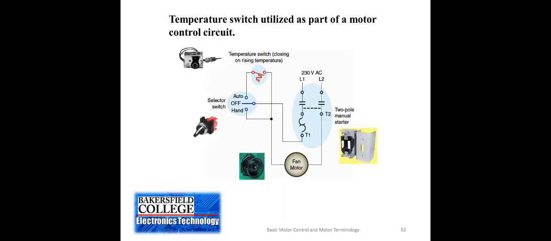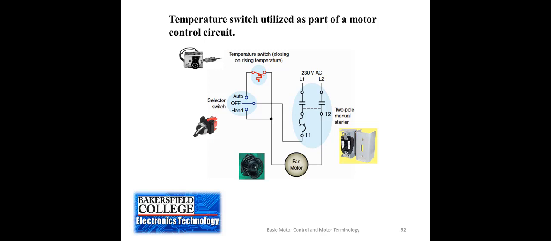Now, this is a circuit that uses a temperature switch, and it's going to close when the temperature reaches a certain point. In this particular circuit, it's controlling a fan. And we also have hand-off automatic control where we can turn the fan on manually by putting the selector switch on the hand setting, or we can allow it to turn on when it reaches a particular temperature by putting it on the automatic setting.